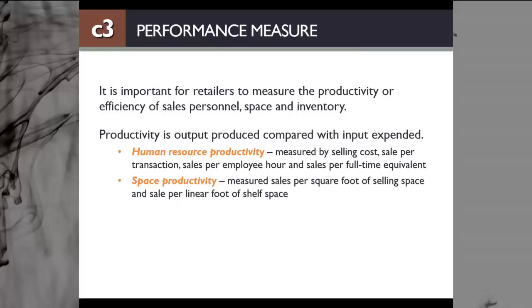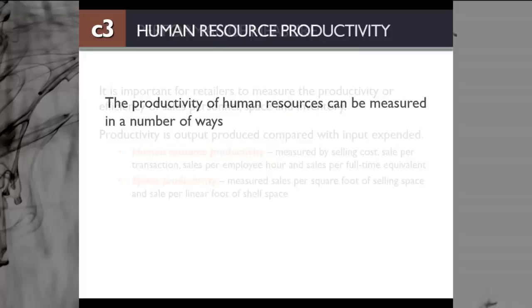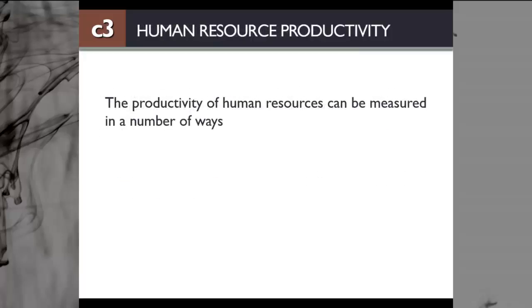I mentioned that it's really important for a retailer to measure the productivity or efficiency of sales personnel, space, and inventory, because you can make a proper plan to have more productivity based on the employees, the space, and also the inventory. Two of the examples that I gave you were human resource productivity and space productivity. Today we will talk more about human resource productivity. So let's go ahead and start.